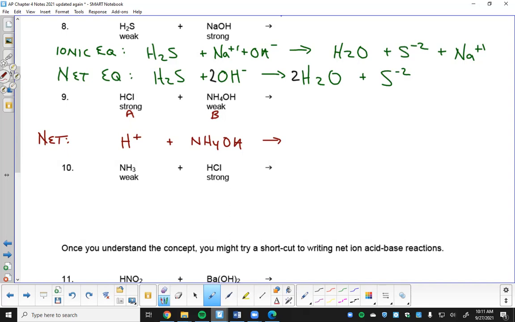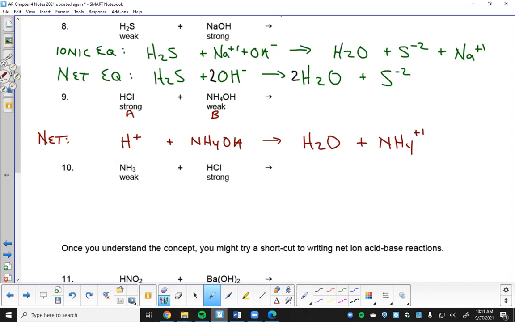Then we try to make water, because acids plus bases make some kind of salt and water. Hydrogen and hydroxide will make some water. This forms the HOH, and it will free up the ammonium ion, and that will be released into solution. So the ammonium ion is a part of the salt that would have been formed, ammonium chloride.